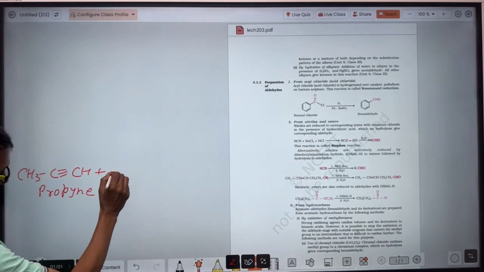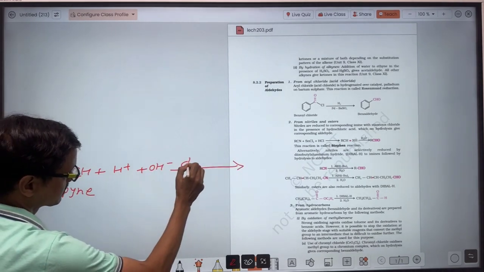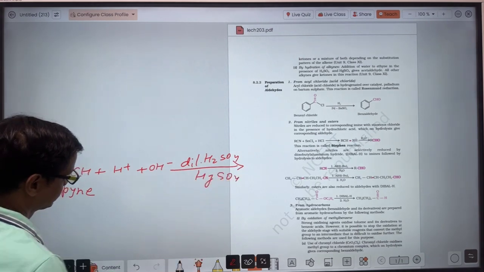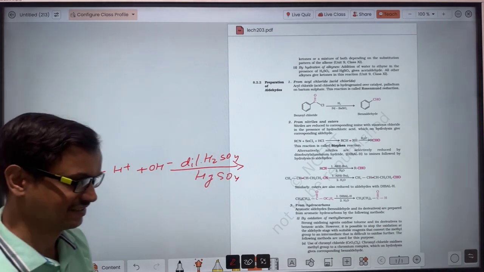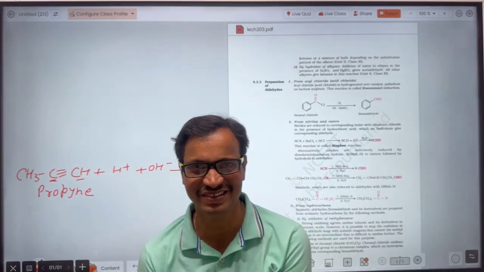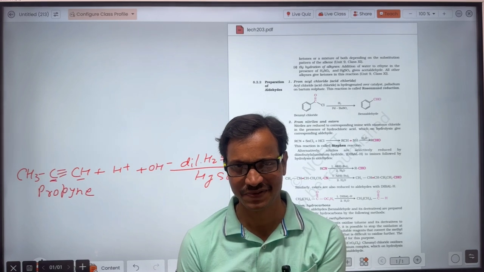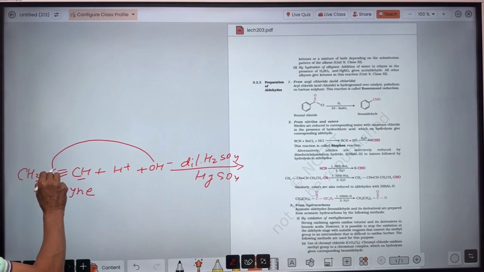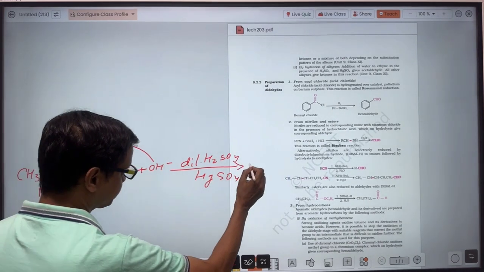The water will react with it, so H plus and OH minus ions will be there. Actually, that takes place in the presence of dilute H2SO4 and HgSO4. Now this carbon contains zero hydrogen, and this carbon contains one hydrogen. And again, by Markovnikov's rule, the negative part of the reagent will bond to the unsaturated carbon which contains less number of hydrogen. So OH minus will bond to this carbon and hydrogen to this carbon. So the compound will be here.